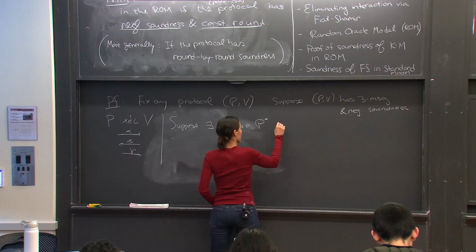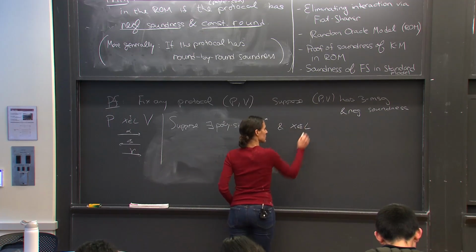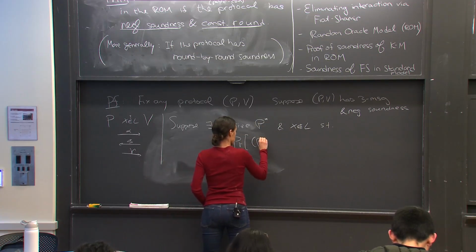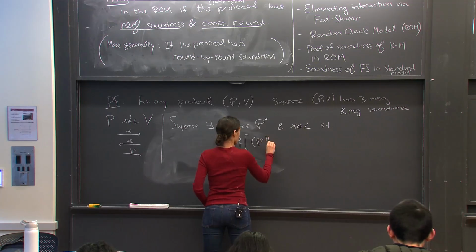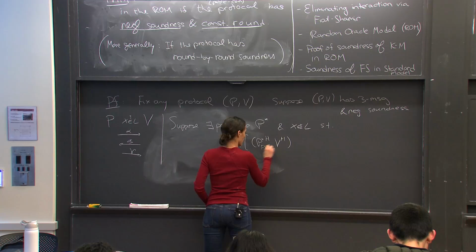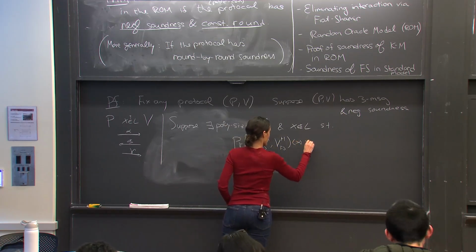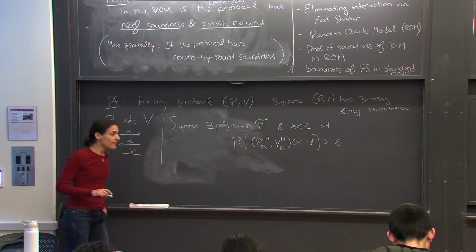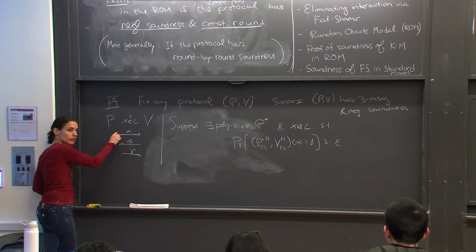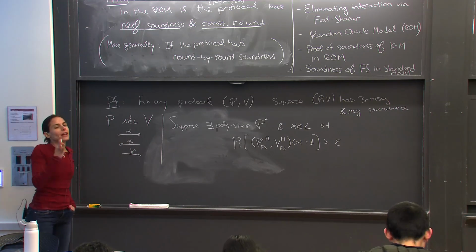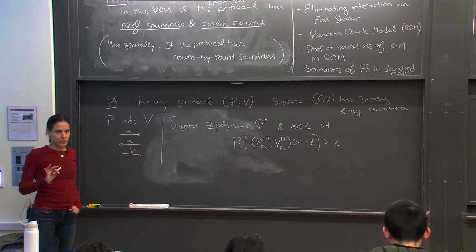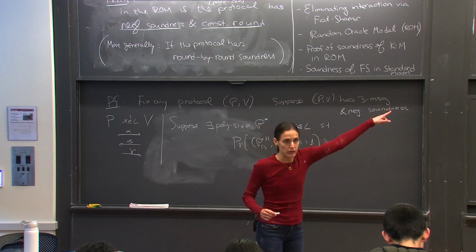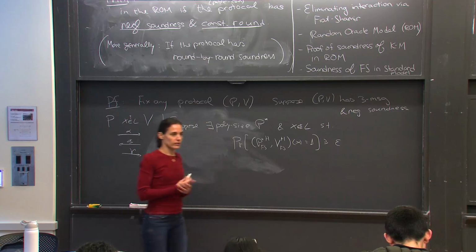So suppose there's P star and X not in L, such that the probability that P star with H and V with H, this is kind of the Fiat-Shamir, I guess, accepts with probability at least, let's say, epsilon. I'm going to argue that then I can cheat in the original scheme with probability a little less than epsilon, but not too small. Okay, so if there exists a cheating prover that can cheat in the Fiat-Shamir version, but in the random oracle model, then I can use him to cheat in the original scheme.